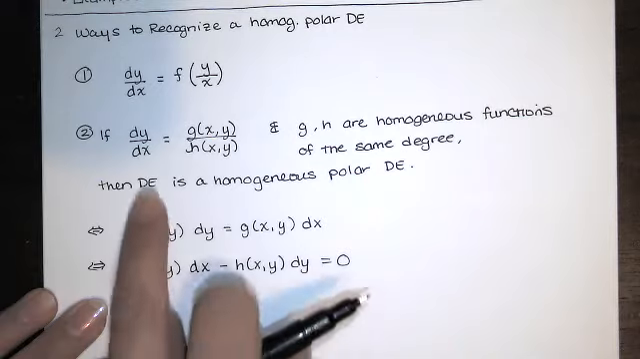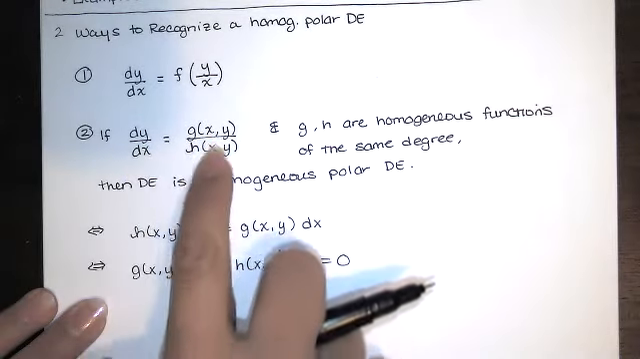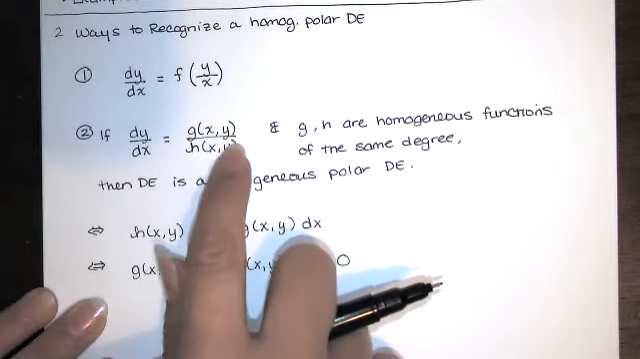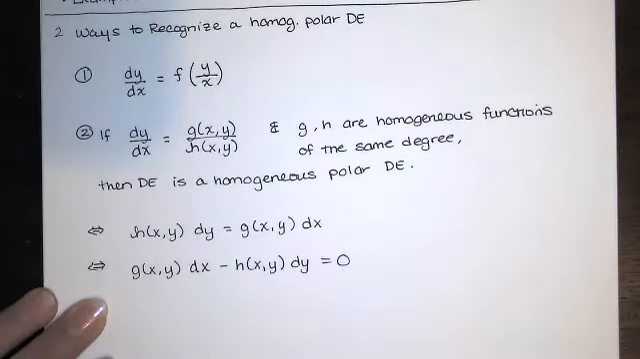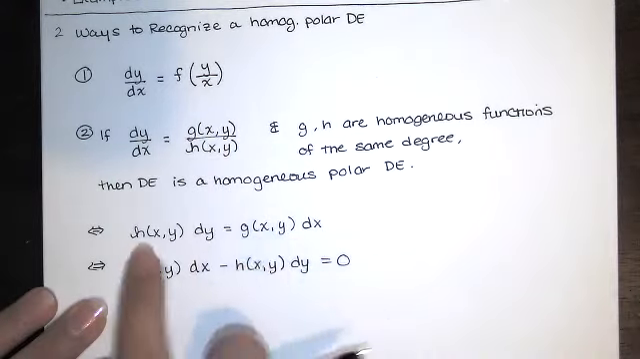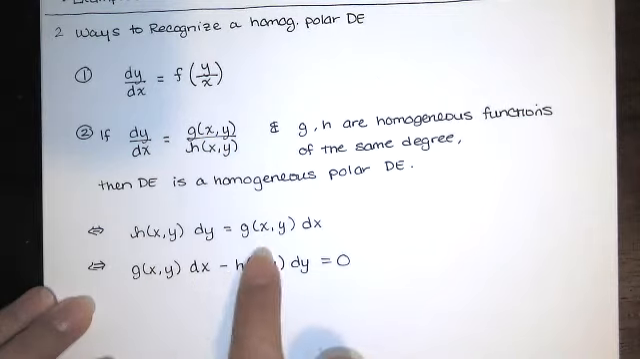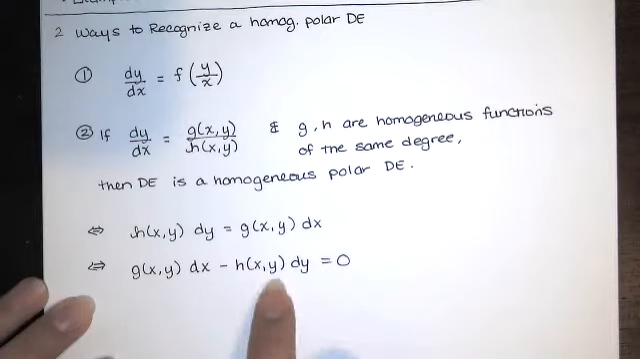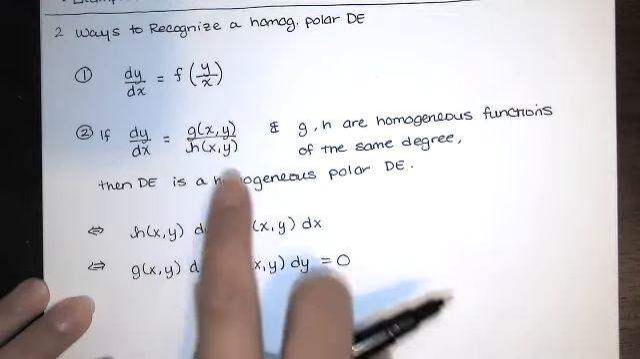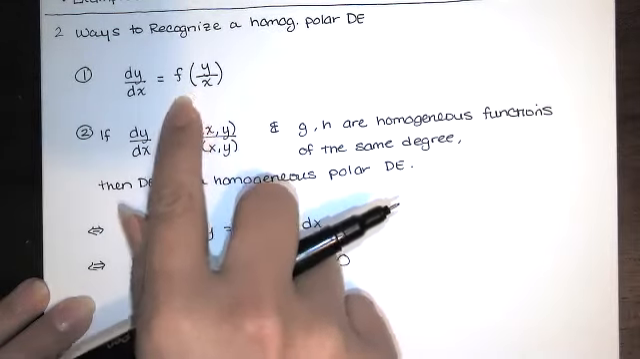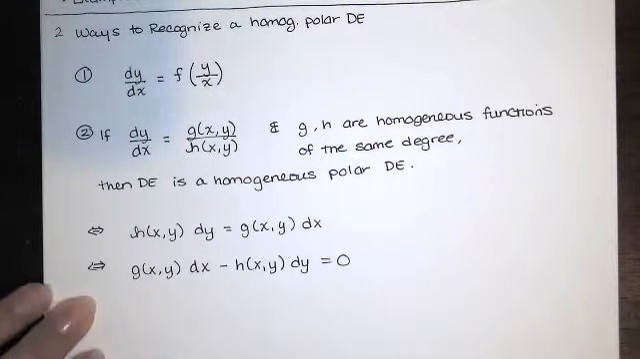But the idea is if the first derivative can be written as this quotient where g is a homogeneous function of some degree and h is a homogeneous function of the same degree, then the differential equation is a homogeneous polar differential equation. Or you could take that and rearrange it. If this function is a homogeneous function of a certain degree, and this function is a homogeneous function of the same degree, then this is a homogeneous differential equation. And it turns out that if these are both homogeneous functions of the same degree, this right-hand side can be rewritten this way. It can be written as a function of y over x, and we're going to show that.